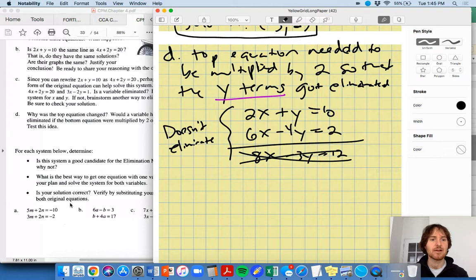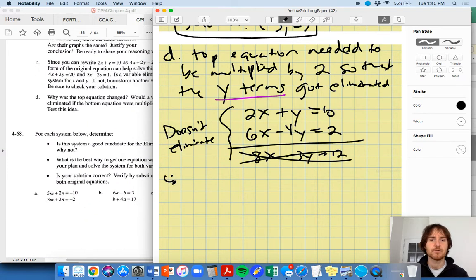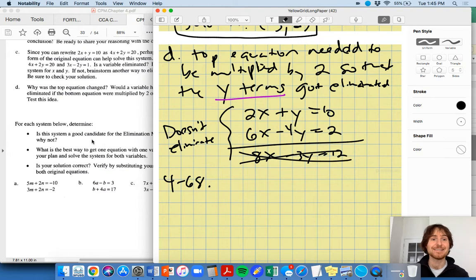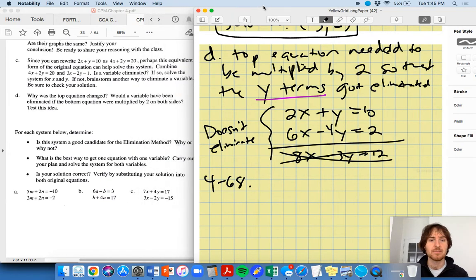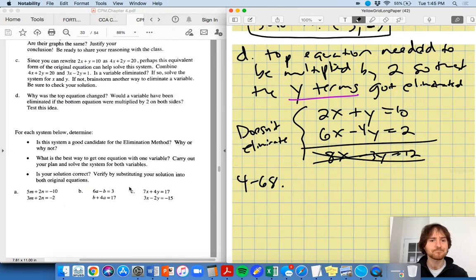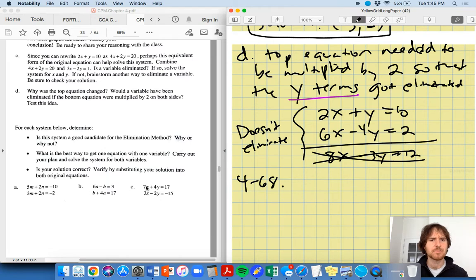So let's keep going down here. What does it say here? 468. Let's do 468 right now. It says, for each system below, determine: is this system a good candidate for the elimination method? Why or why not? What is the best way to get one equation with one variable? Carry out your plan and solve the system for both variables. Is your solution correct? Verify by substituting your solution into the original equations.